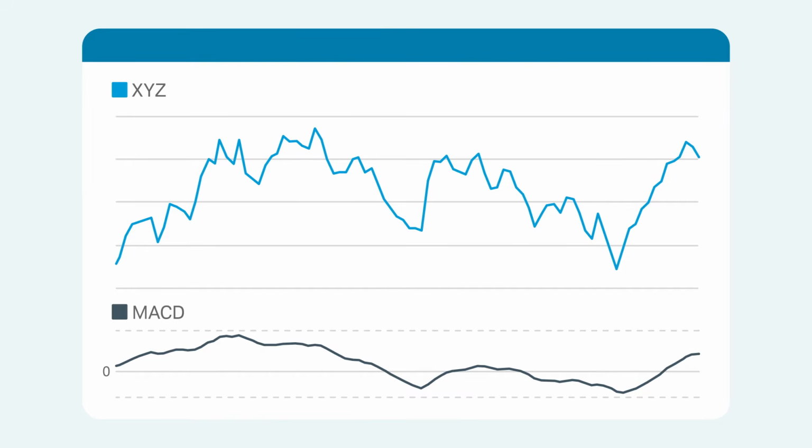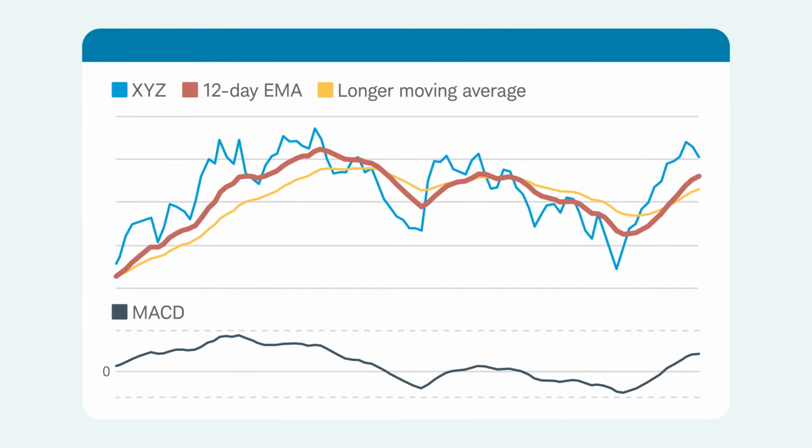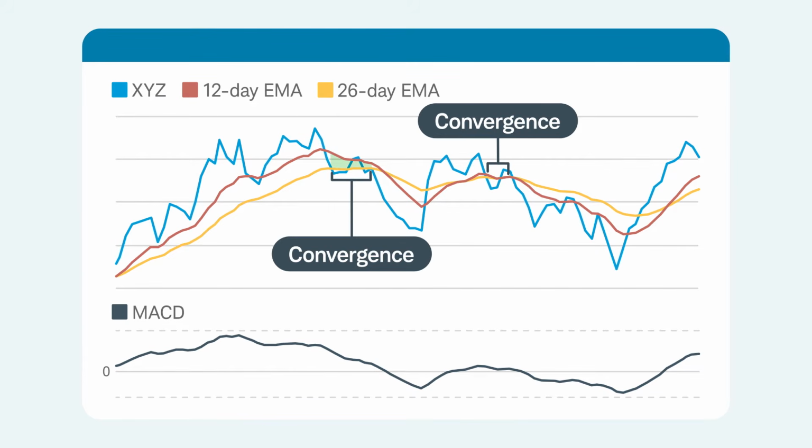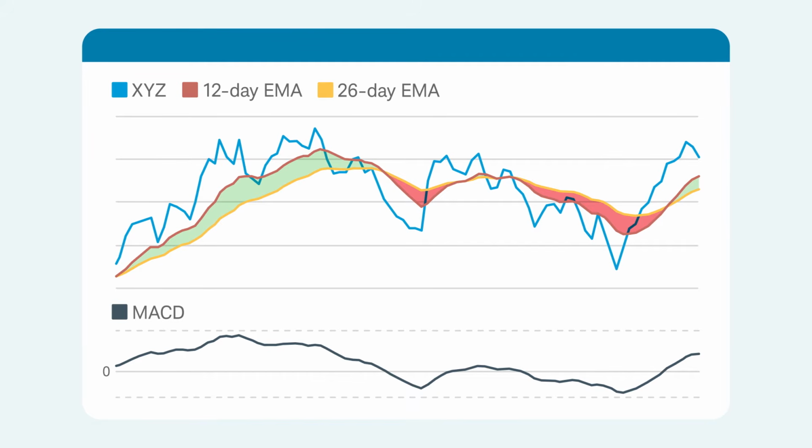The MACD line represents the distance between a shorter moving average and a longer moving average. The shorter moving average is typically the 12-day exponential moving average, or EMA, and represents the stock's more recent price movement. The longer moving average, typically the 26-day exponential moving average, represents the stock's longer-term price movement. The shorter moving average moves more quickly. Sometimes it moves closer or converges with the longer moving average. Sometimes it moves further or diverges. That convergence and divergence is what the MACD line measures and where it gets its name.